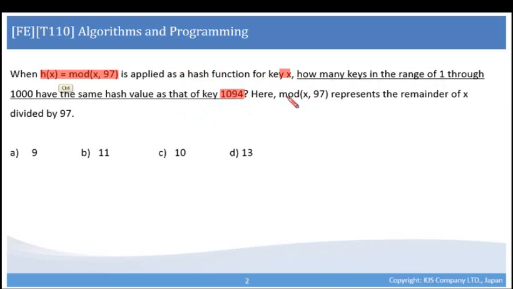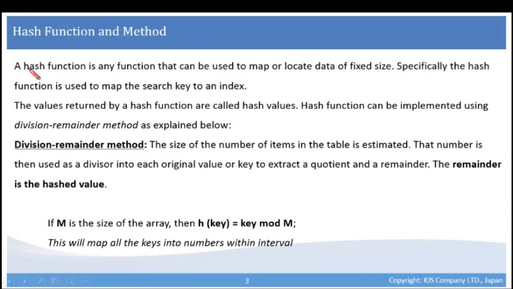So here, just as a reminder, mod x, 97 represents the remainder of x divided by 97. And here we've got our four answers, so let's have a look and see which of these is correct. So let's have a look at what this hash function is. It's any function that can be used to map or locate data of a fixed size. Specifically, the hash function is used to map the search key to an index.